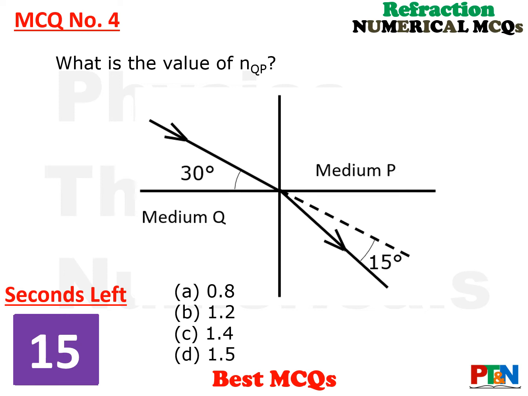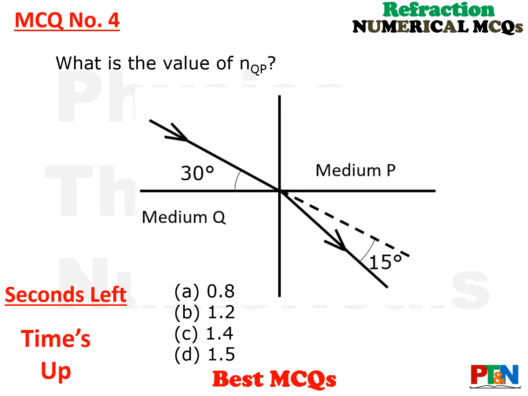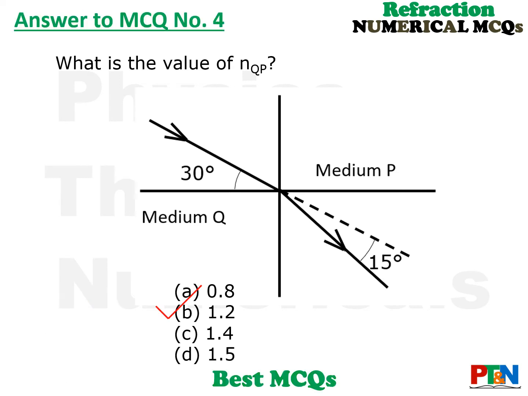Next MCQ. Again some angles are given in a ray diagram, and you need to find out the refractive index of Q with respect to P. 15 seconds time, timer starts now. Time's up. Let's see the answer. The answer is option B, that is 1.2.